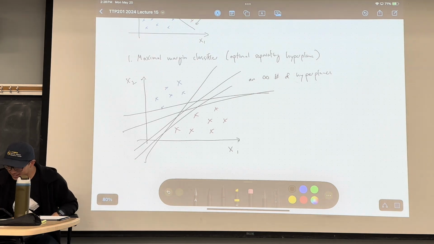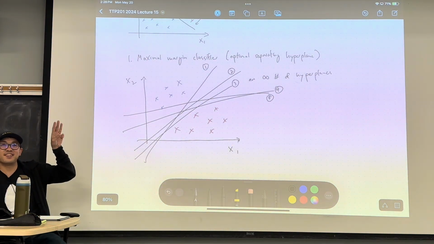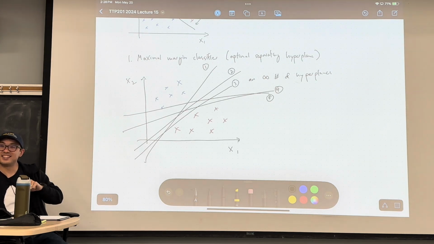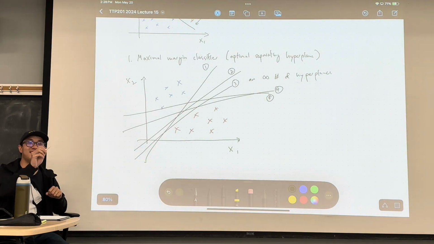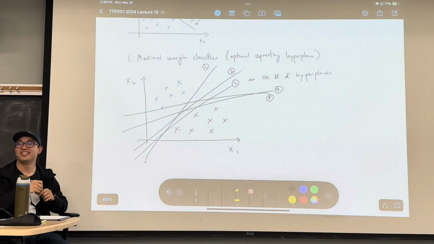Let me do this. Here's 1, 2, 3, 4, 5. Put up your fingers and vote for which one you think is the best hyperplane. A lot of people are voting for 2 and 3.